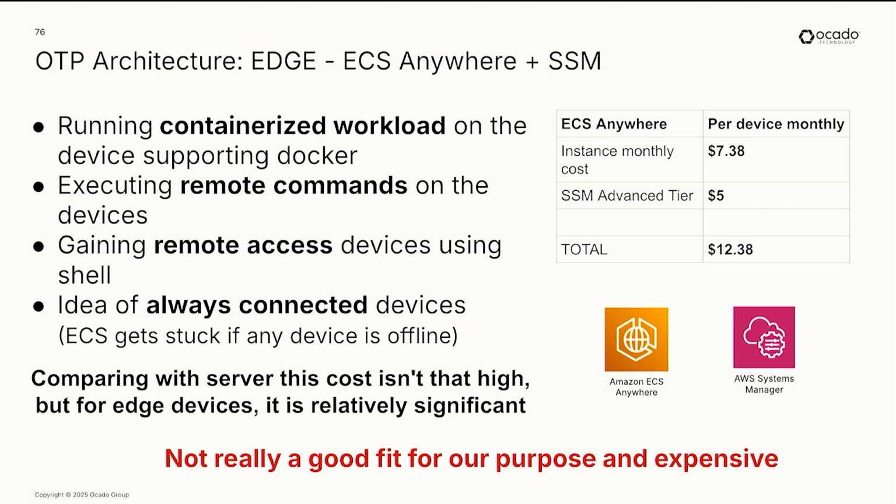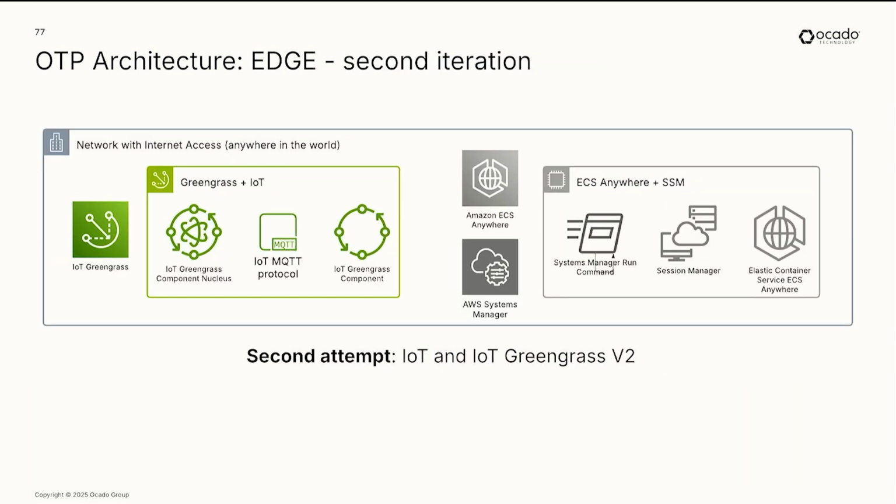But we had to start with something. Around 2 years later, we decided to go back and look at the AWS portfolio again to see if there is any better technology, better suited and less expensive. And we looked at IoT and IoT Greengrass. Version 2 of Greengrass was getting more and more mature by then, so we decided to try with it.